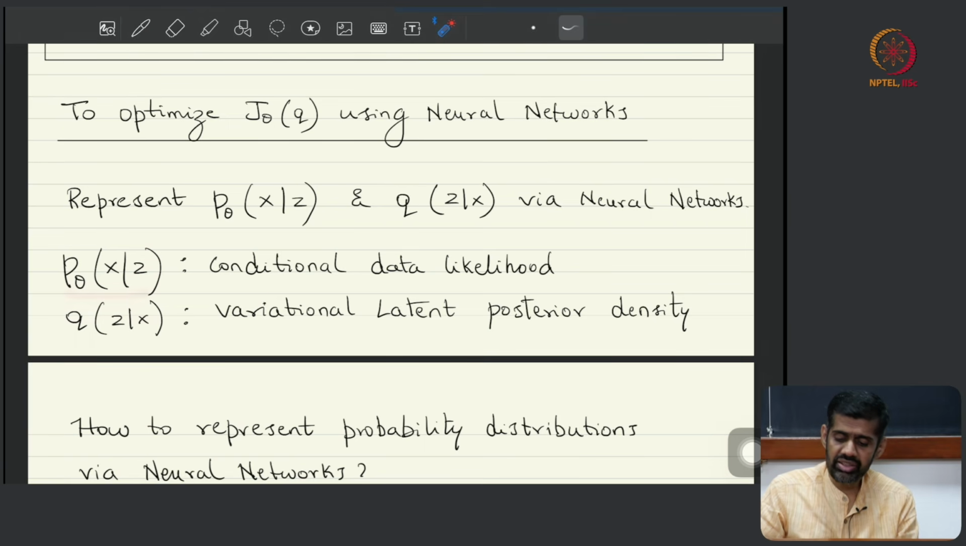P theta of x given z is the conditional data likelihood, right? It is the likelihood of data conditioned on the latent variable. Q of z given x is the variational latent posterior density, as we know. So we have to represent both of them using neural networks. Now here is a question that I ask you. If I say that you need to estimate or rather represent a distribution using a neural network, what do I mean by that?